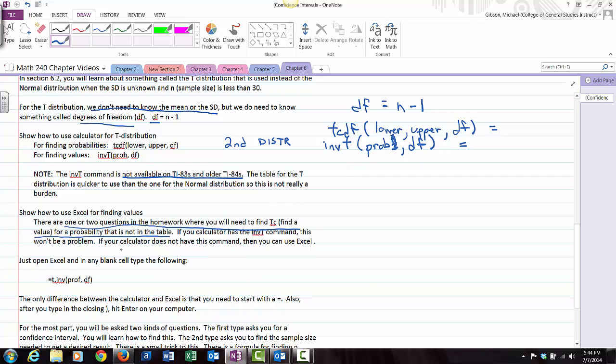However, if your calculator does not have this command, then you can still do it in Excel. So here's the command. You open Excel and you type an equal sign in any open square, T.INV, open parenthesis, put in the probability, comma, and then the degrees of freedom. So let's see how this works.